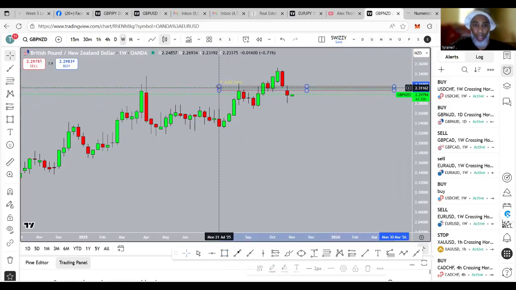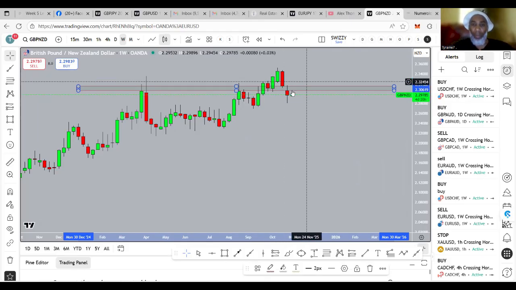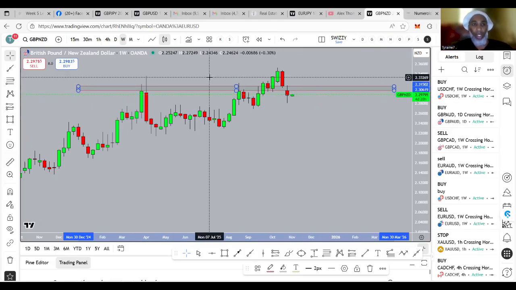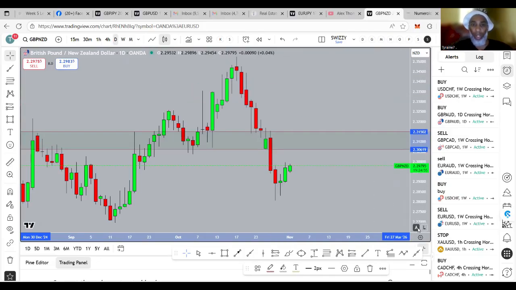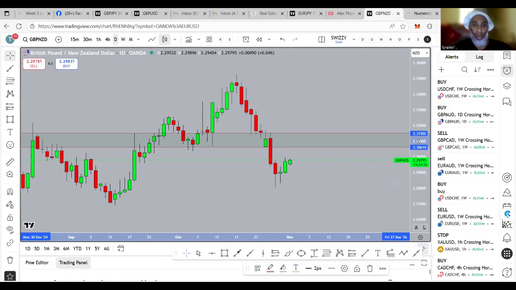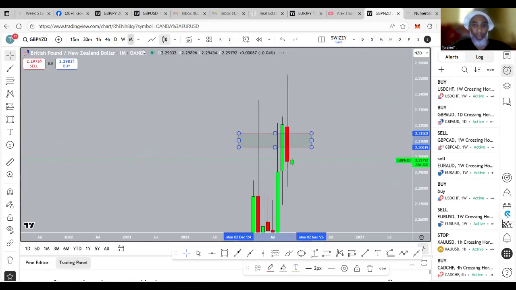And so it will probably come back up and fill this gap, possibly, or come back up in this area somewhere and then go down. So this is definitely one we're keeping an eye on, GBP NZD for a sale. If you look at the daily, it was dropping for some days. I think it's pulling back. It should continue to drop. So this is one we're going to definitely keep the eye on, on the monthly.